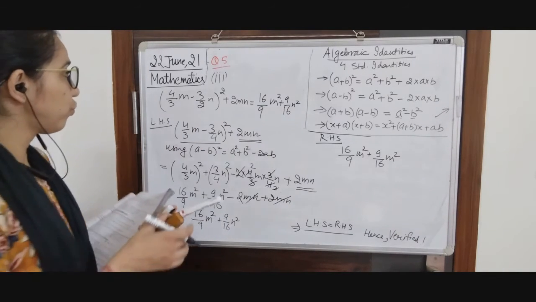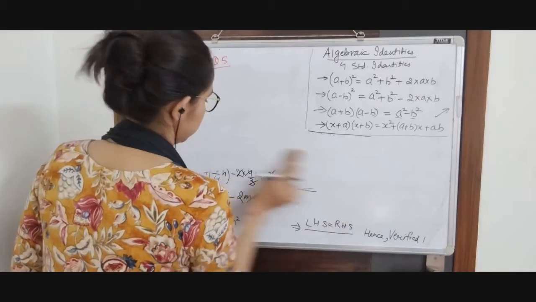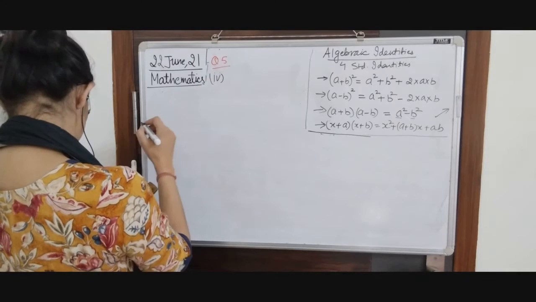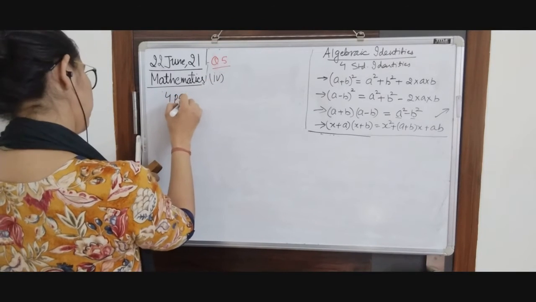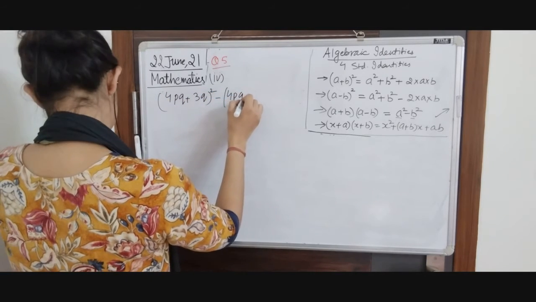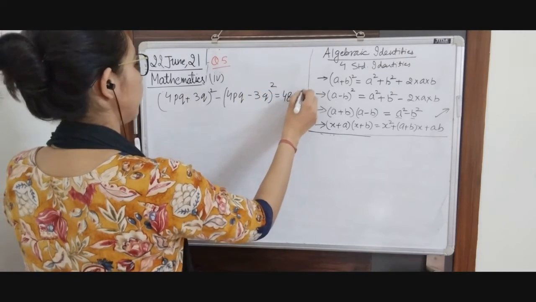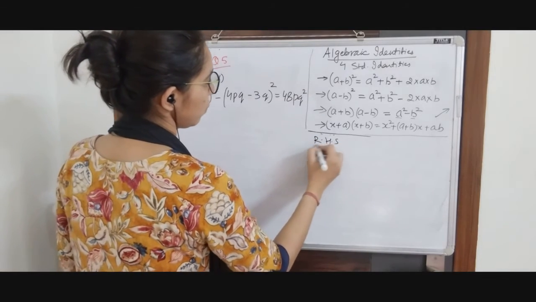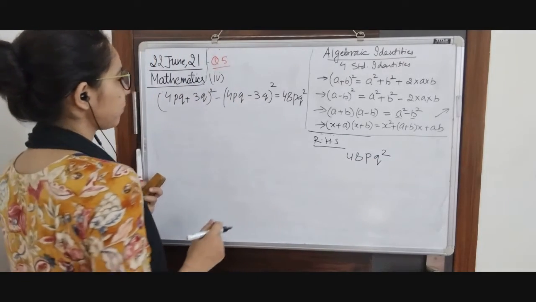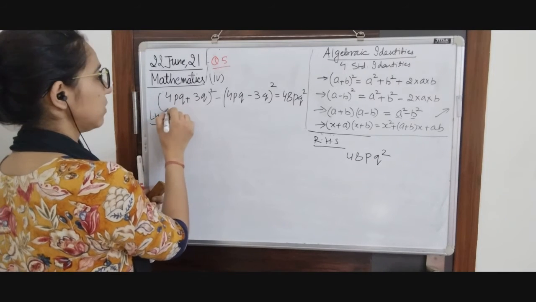Okay, we are going to do two more parts, fourth and fifth. Fourth one is (4pq plus 3q) whole square minus (4pq minus 3q) whole square is equal to 48pq square. Okay, our right hand side is equal to 48pq square, and I don't think we can simplify it further. And our left hand side is this one.